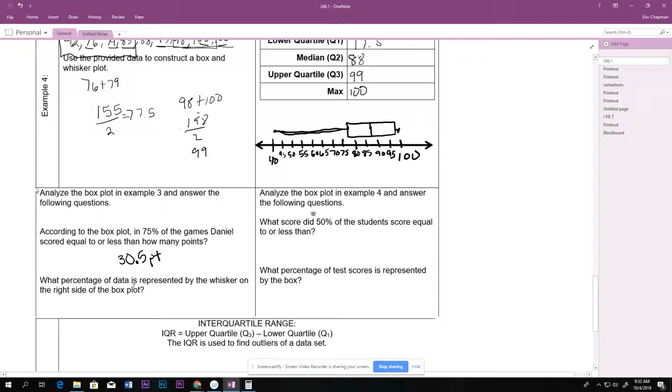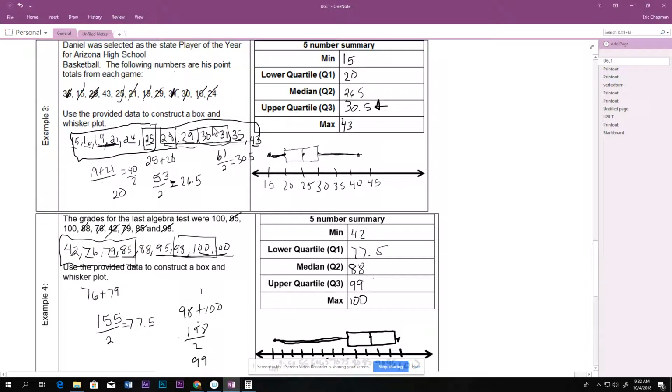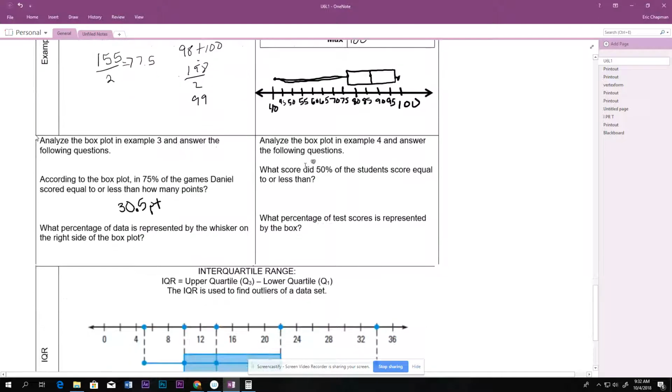And then what percentage of the data is represented by the whisker on the right side of the box plot? So here's the whisker on the right side, and guess what? That's 25%. So 25% of the data is represented right there.